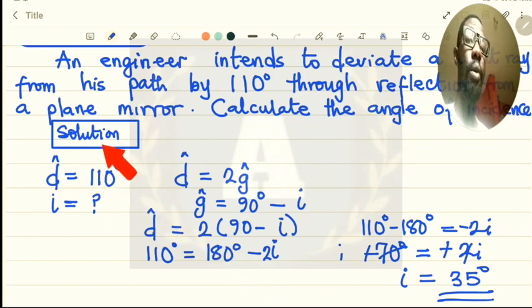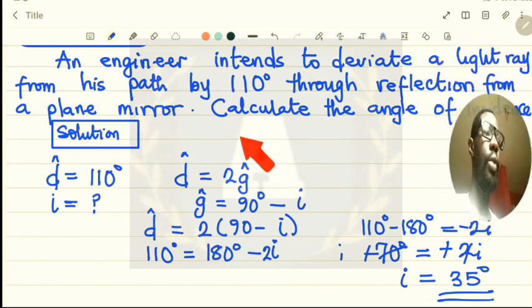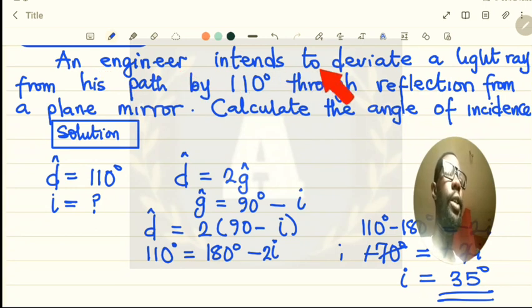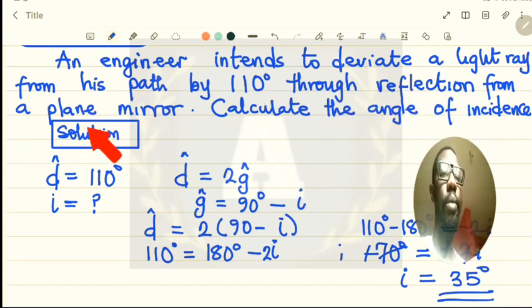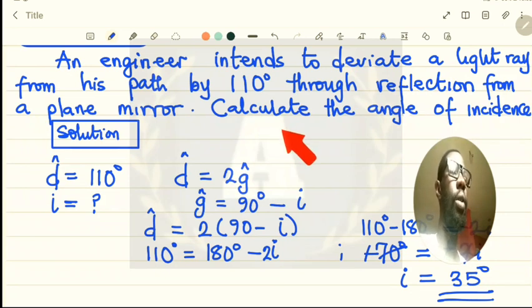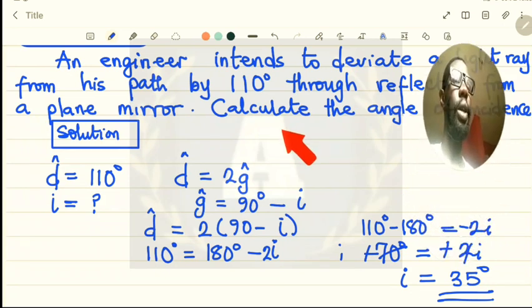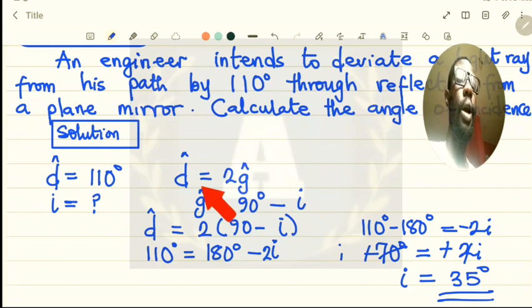Apologies there. Now again, quick one. The question says an engineer intends to deviate a ray of light from its path by 110 degrees through reflection from a plane mirror. Calculate the angle of incidence. Now to calculate the angle of incidence, we know that the angle of deviation is twice the glancing angle, but the glancing angle is equal to 90 degrees minus the incidence angle.